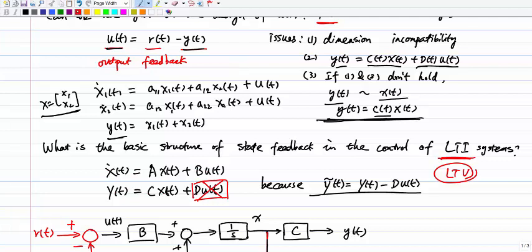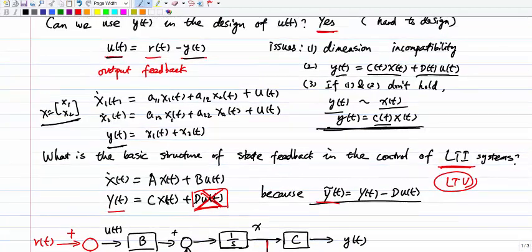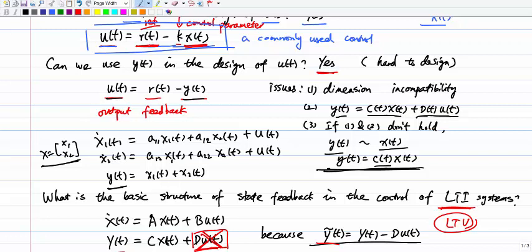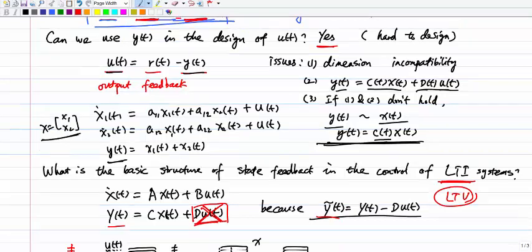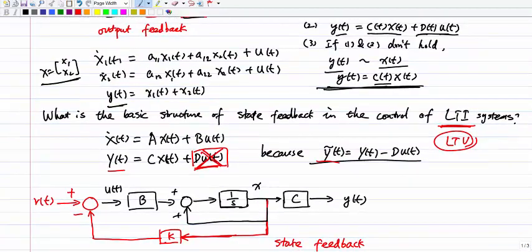Here I drop the D term, because if I do have this term, I can make a change. I change my yt to y tilde t, defined as yt minus D ut, so I don't have a dependence of yt on ut. That's why I can simplify this without considering this term. Here's the basic structure, the overall structure if I use this feedback control, what it looks like.